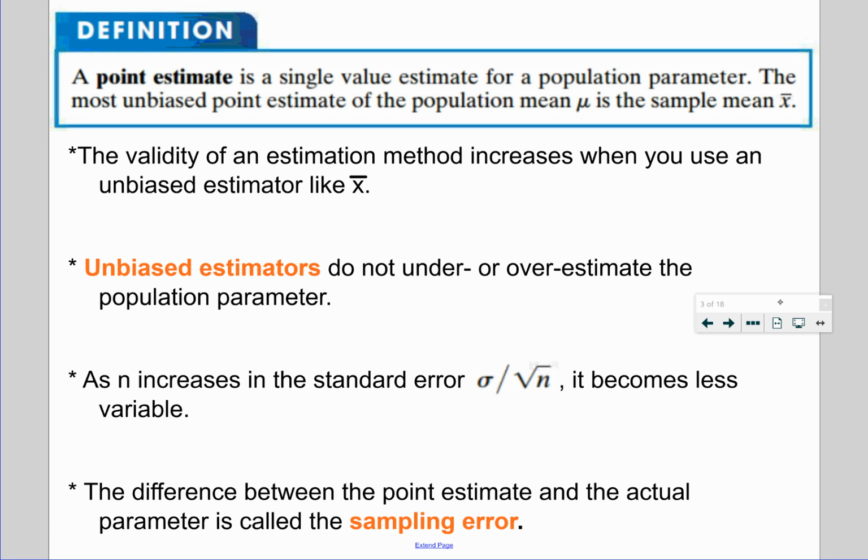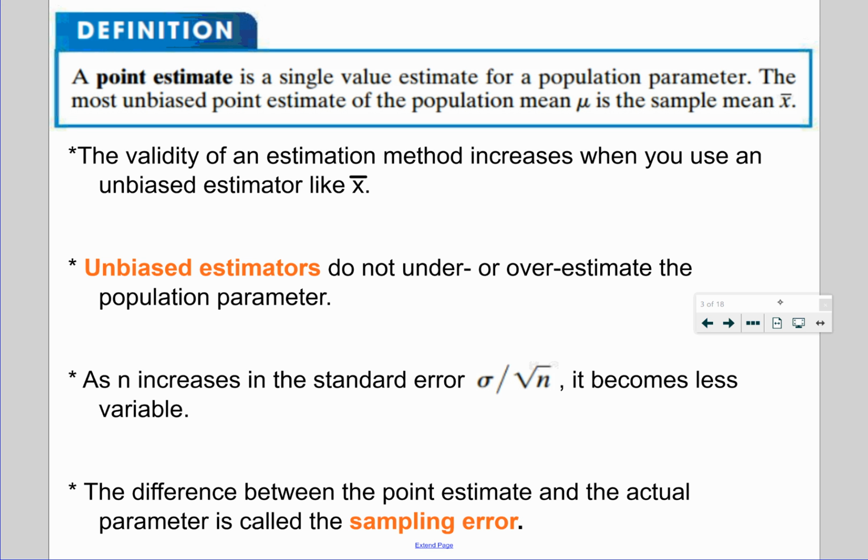All right, so we're going to start with some definitions if you want to fill those in somewhere. First definition is a point estimate. A point estimate is a single value estimate for a population parameter. The most unbiased point estimate for a population mean is the sample mean. So the most accurate, unbiased, reliable estimator for our population mean is our X bar. And we're going to be focusing all on means.